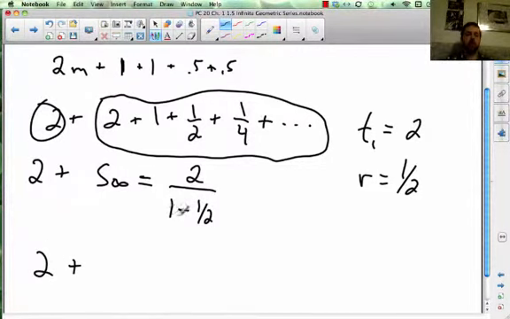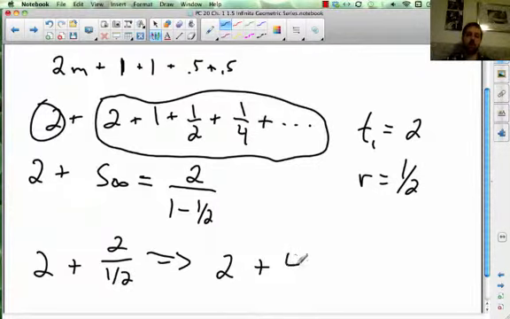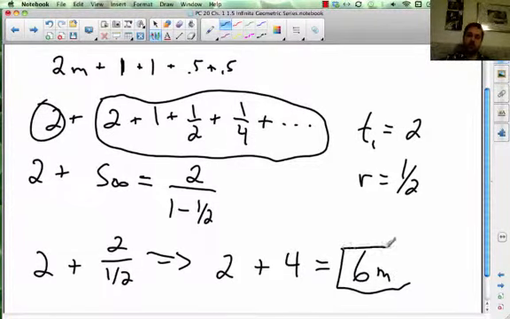2 divided by 1 minus 1/2 is 2 divided by 1/2. And 2 plus, so 2 divided by 1/2 is the same as 2 times 2 over 1. So 2 times 2 is 4. And therefore, the golf ball will travel a total of 6 meters before it comes to a rest.